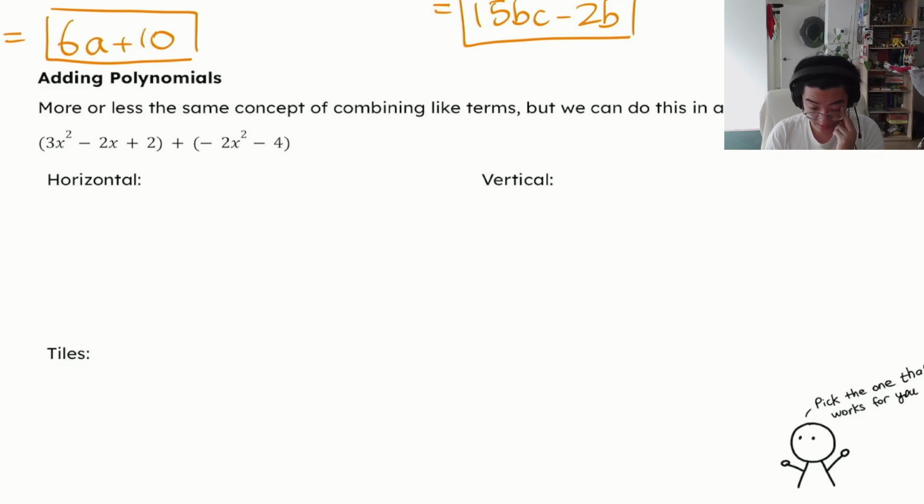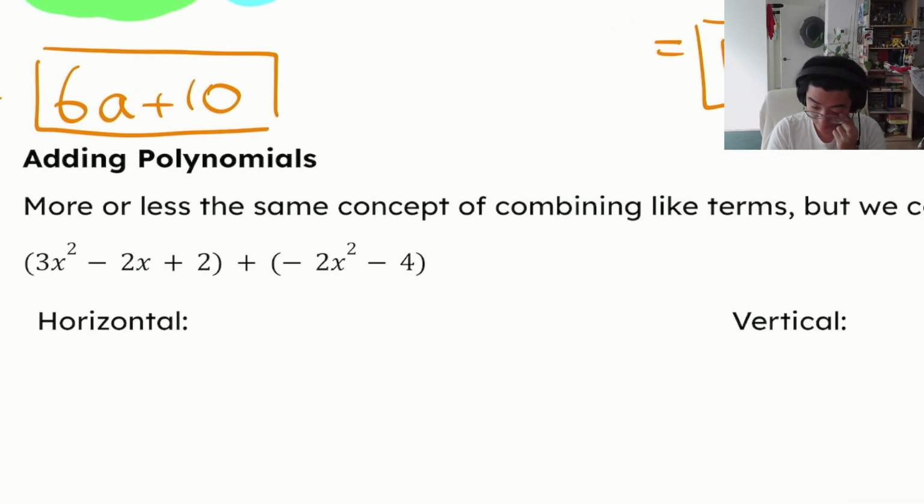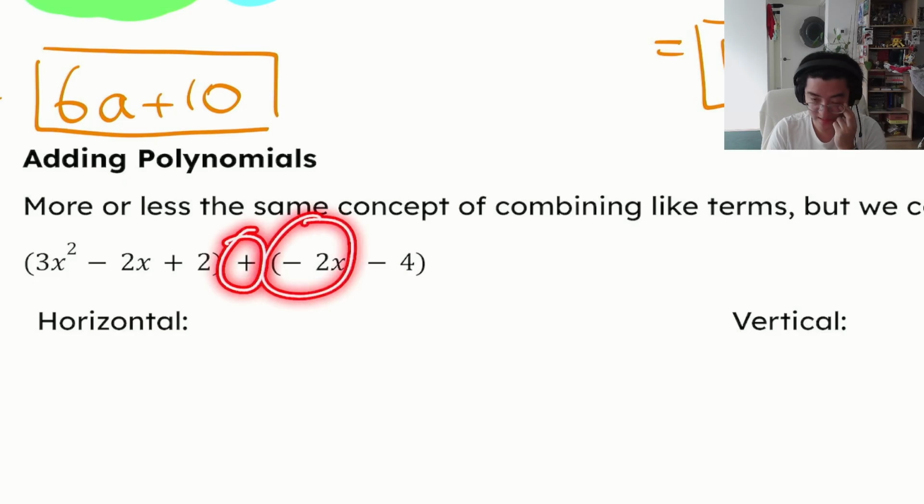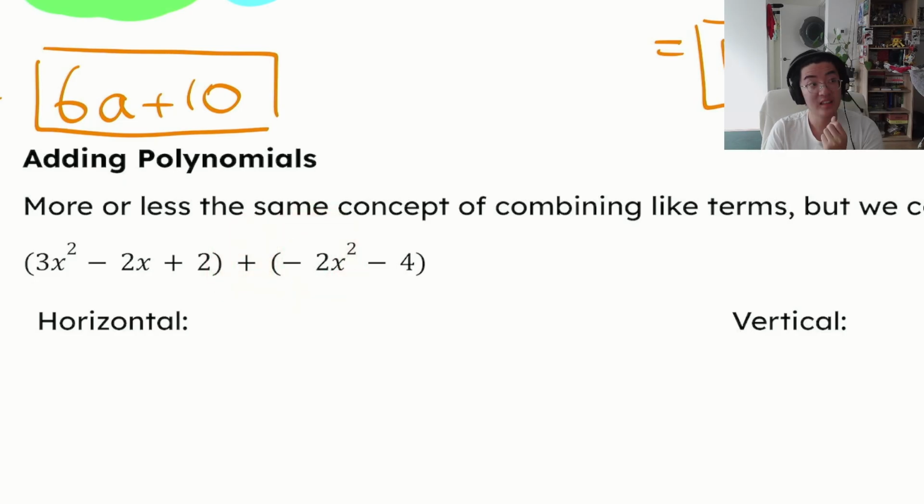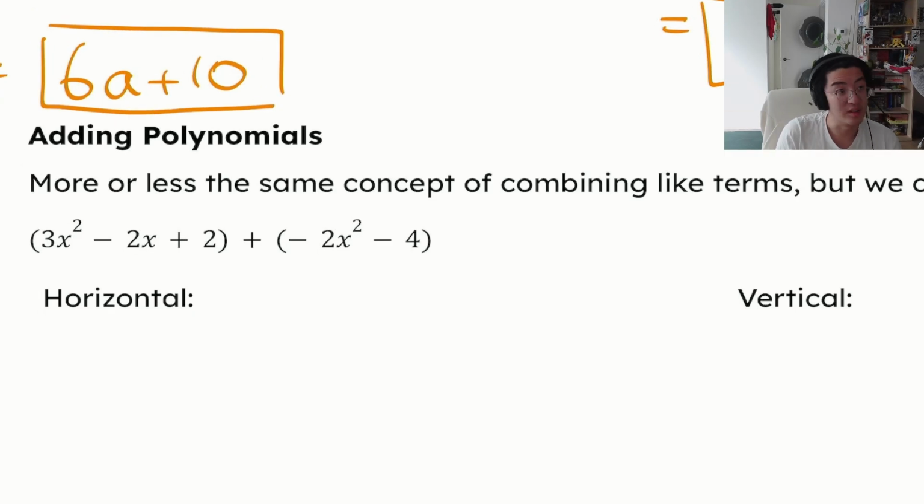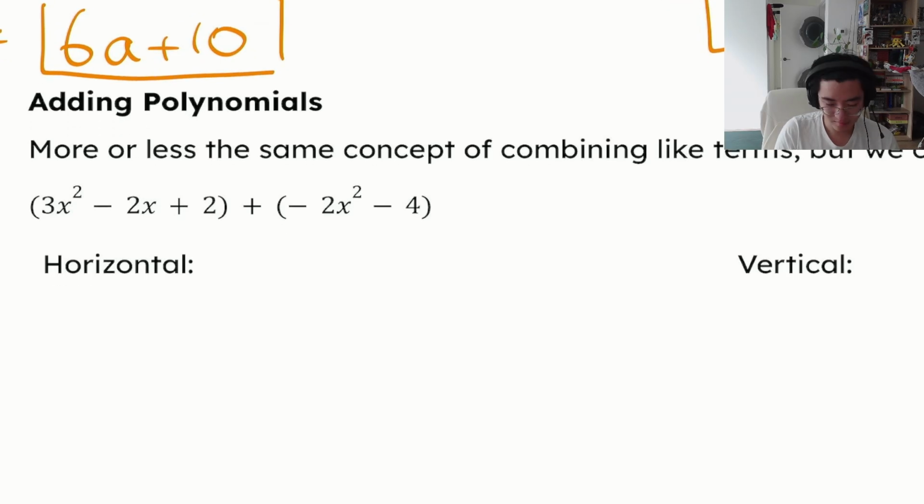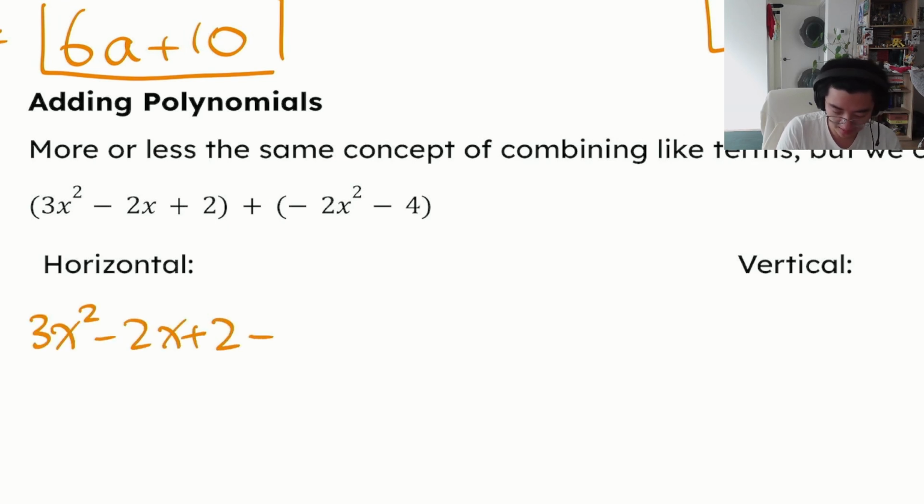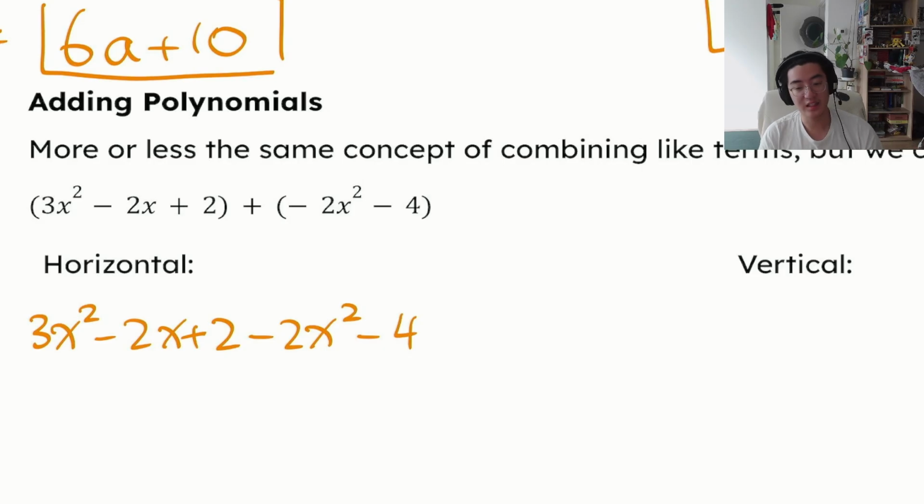The only thing we have to watch out for though is that right here, we are adding a minus 2x squared. So remember, when we have a plus and a minus together, it's the same thing as just subtraction or just minus. So realistically, we got 3x squared minus 2x plus 2, and then minus negative or minus 2x squared minus 4. And then you can kind of think of it as two ways.